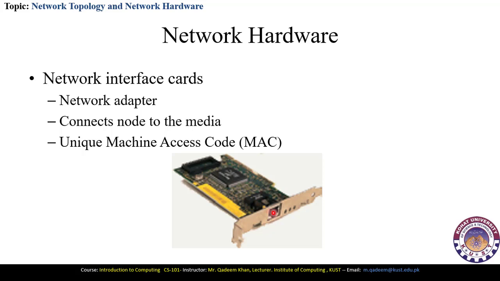Here you can see this is the port which can be connected to another network interface card. In fact, this network interface card converts the signal into a suitable stream of bits, and those bits are understandable to our browser. So it connects the node to the media, and a unique machine access code, that is the MAC code, is required. Everyone has a unique code that is called the MAC code. It is a hardware code which represents the destination computer.